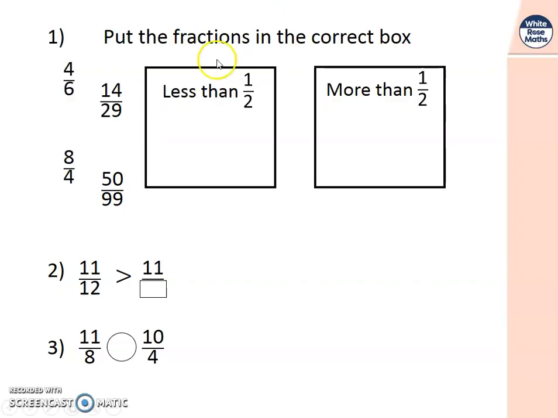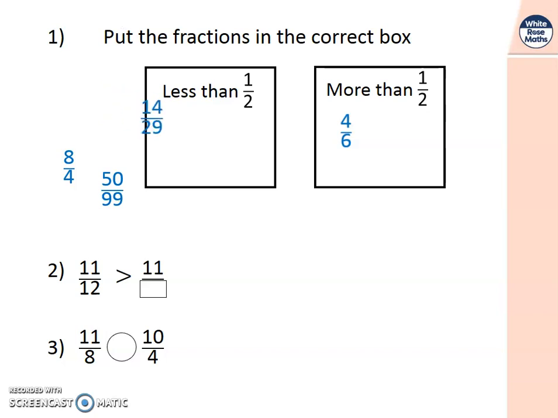Let's get ready. Using your skills we looked at yesterday, put the fractions into the correct box. So working out with these 4 fractions here, whether it's less than half or more than half. Pause the video, come back to me when you've had a go. Well, let's have a look. First of all, let's have a look at 4/6. What would half of 6 be? 3. So 3/6 would be the same as half. So 4/6 must be more than half because it's more than 3/6.